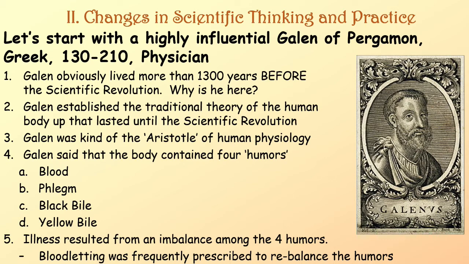Well, Galen established the traditional theory of the human body that lasted all the way up until the Scientific Revolution. Galen was kind of like an Aristotle of human physiology. And Galen said that the body contained four what he called humors, liquids: blood, phlegm, black bile, and yellow bile. And illness resulted from an imbalance among these four humors. And that's why bloodletting was frequently prescribed to rebalance the humors. In other words, well, you've got too much of one of these liquids in your body. It's probably the blood. Let's let some of that out, so we'll rebalance these four humors.